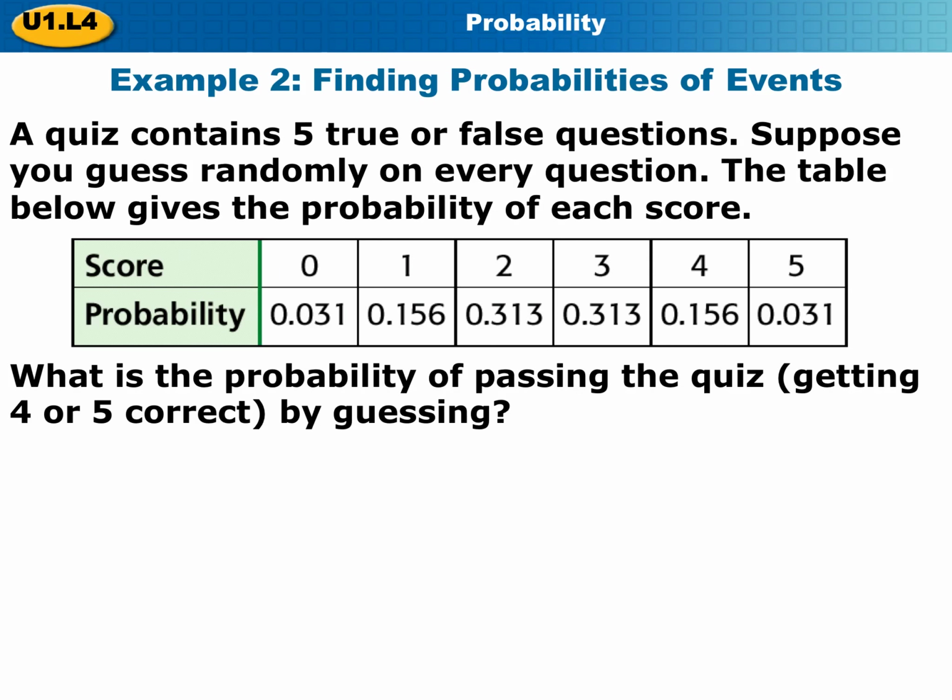Now it wants to know what's the probability of passing the quiz by getting 4 or 5 correct, and that would be 0.156 plus 0.031. So 18.7% chance of passing a true-false quiz by guessing. I think I would study.